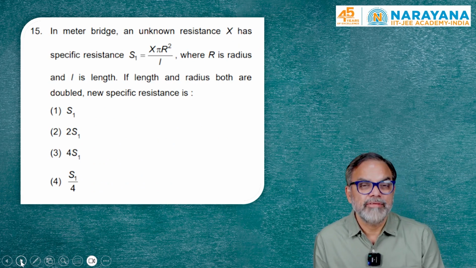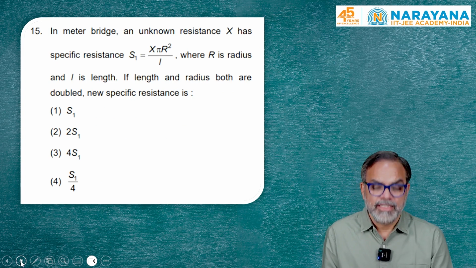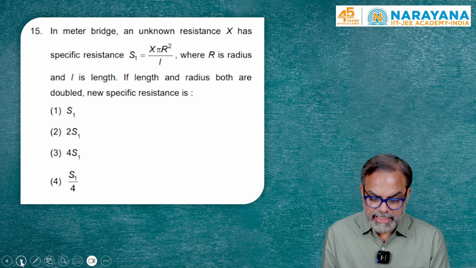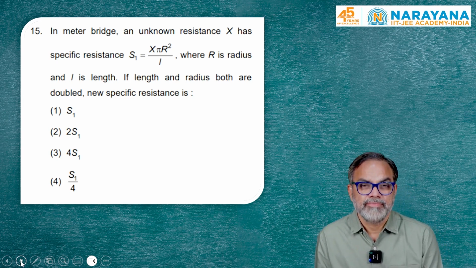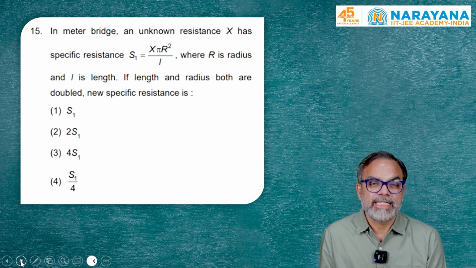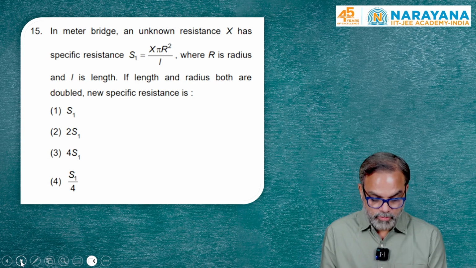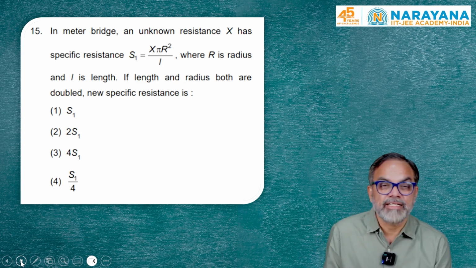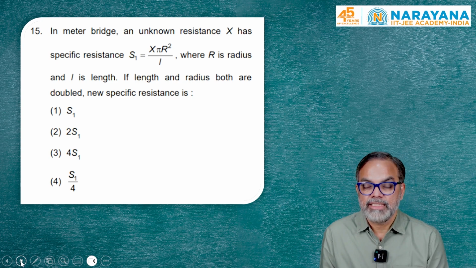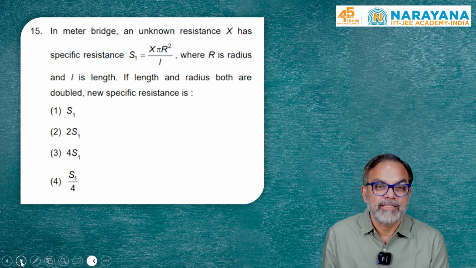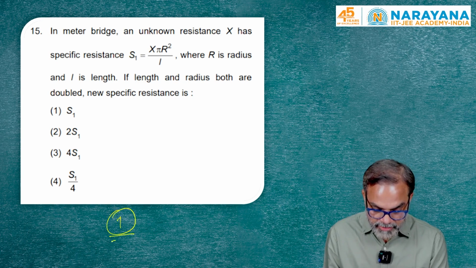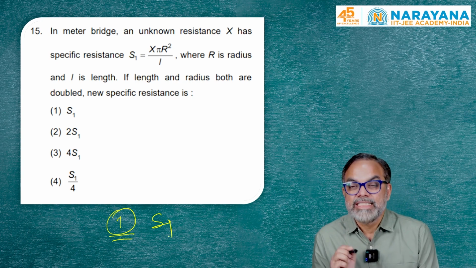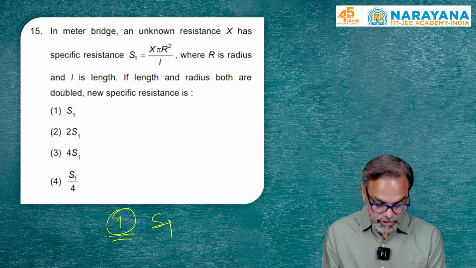here is a question where we are given something about a meter bridge. In a meter bridge, an unknown resistance X has a specific resistance S1 given by some expression where R is radius, L is length. If length and radius both are doubled, the new specific resistance will be? Students, all of us know that specific resistance is a material property. It is independent of the dimensions of the material. So the new specific resistance will remain the same and the answer will be the first, that is S1. So straight away, a simple, easy question.